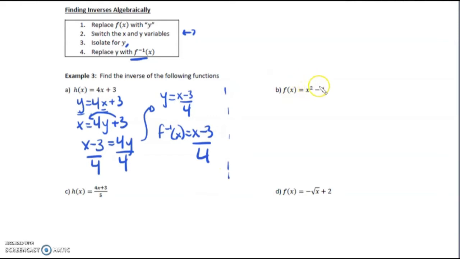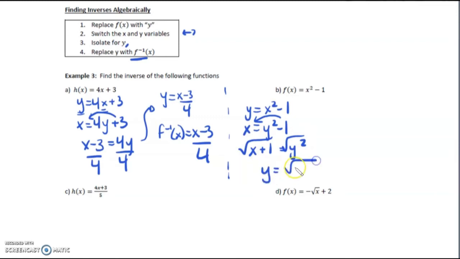Okay, so let's try this one. This is a quadratic, y equals x squared minus 1. We're going to change this to x equals y squared minus 1. Bring over the -1, it becomes positive 1. And in order to reverse the squared, we're going to root both sides. So we're left with y equals root x plus 1.